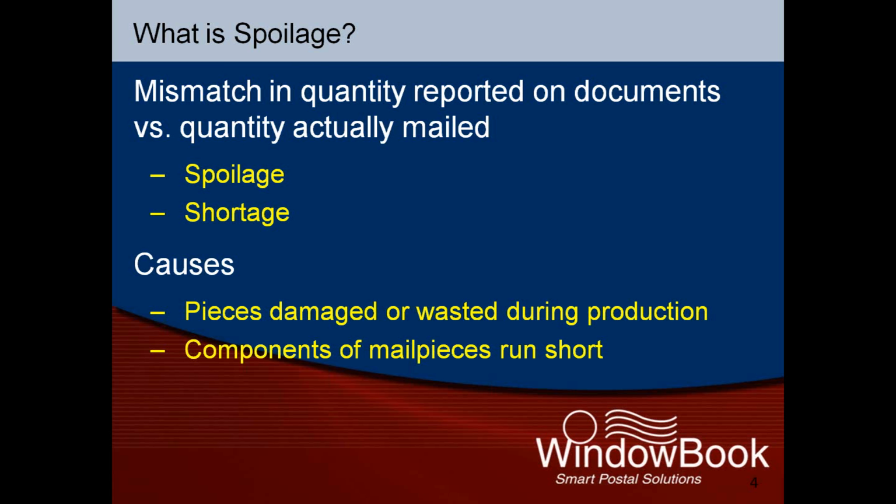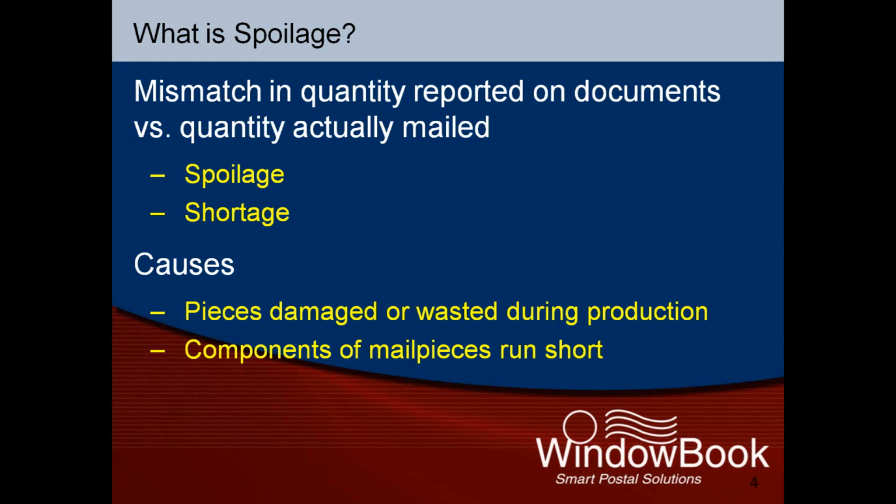Since this is a manufacturing process, it isn't foolproof, and there will almost always be instances where the planned quantities do not match the quantities that actually mail. This can occur during normal manufacturing processes, which may result in pieces getting damaged, or in startup processes where pieces may be wasted as the equipment is brought up to speed.